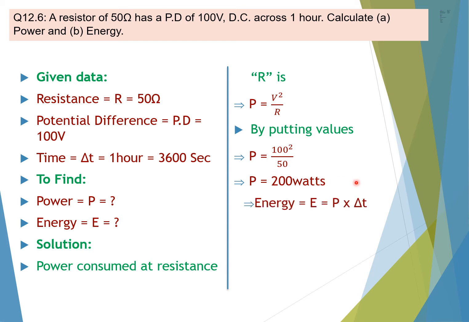For calculating energy, we can use the formula E is equal to P into delta T. By putting the values of power and delta T, we get E is equal to 200 into 3600. By multiplication, we get E is equal to 0.72 megajoules.